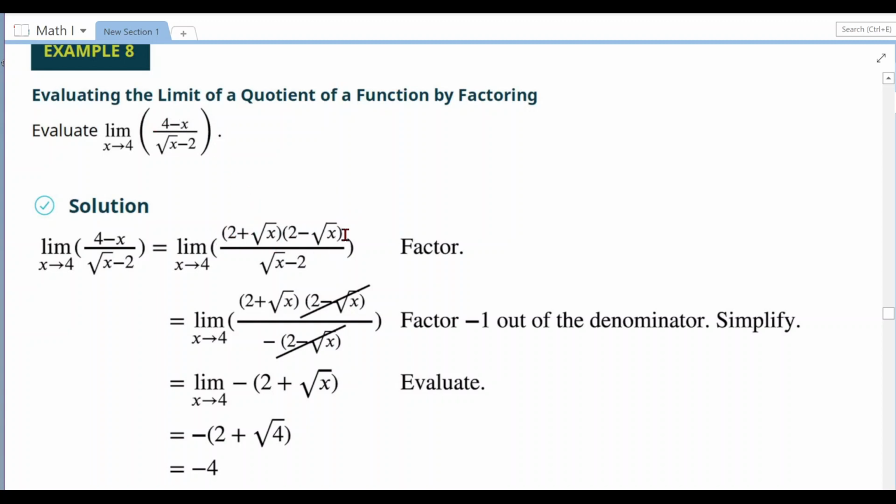As you can see, if you double check by going backwards, we have 2 times 2 equals 4, and then 2 square root of x times negative 2 times square root of x get cancelled, and square root of x times square root of x equals x. So they both become the same, still maintaining equivalence.